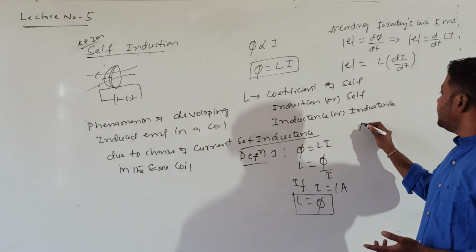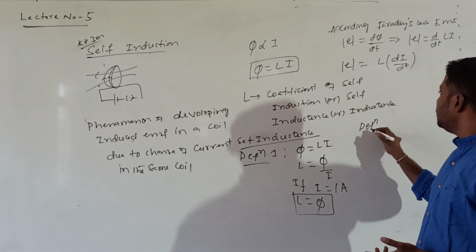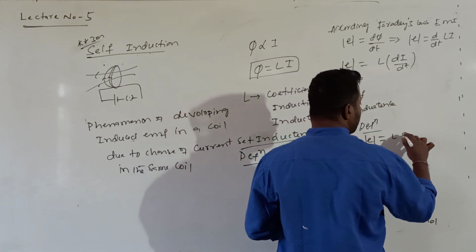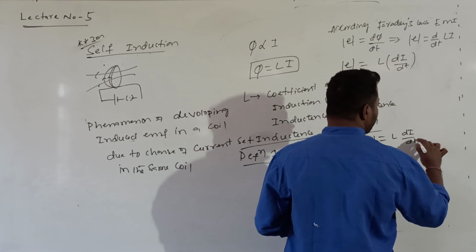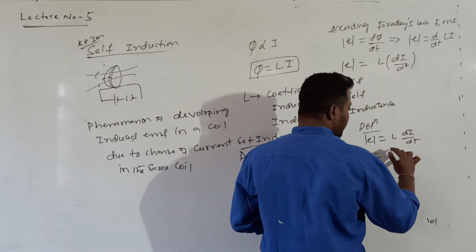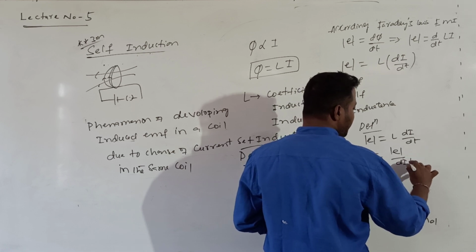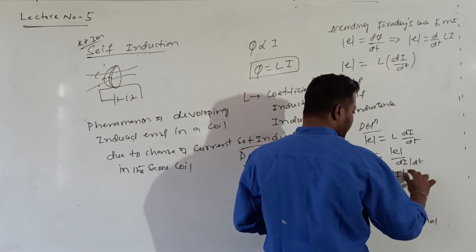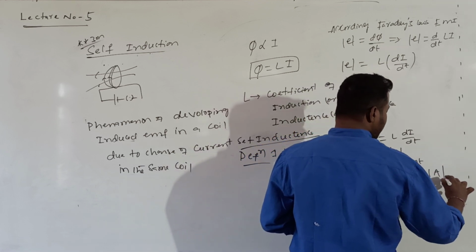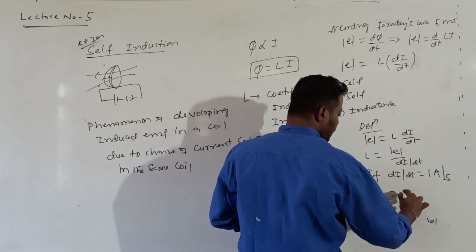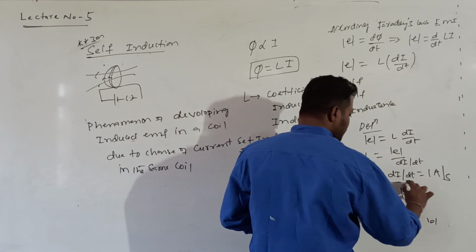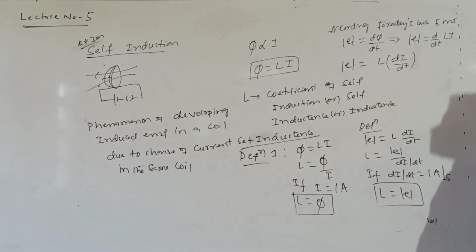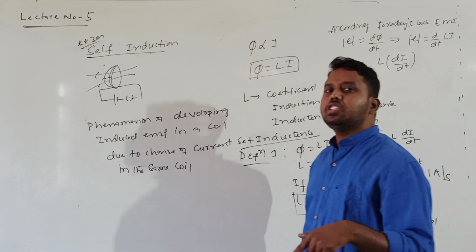Next is the second definition. According to this, what is the formula for induced EMF? E is equal to L into dI by dt. From this, L is equal to E divided by dI by dt. If dI by dt is equal to 1 ampere per second, then L is numerically equal to E. But remember, to develop the induced EMF, the current should change.